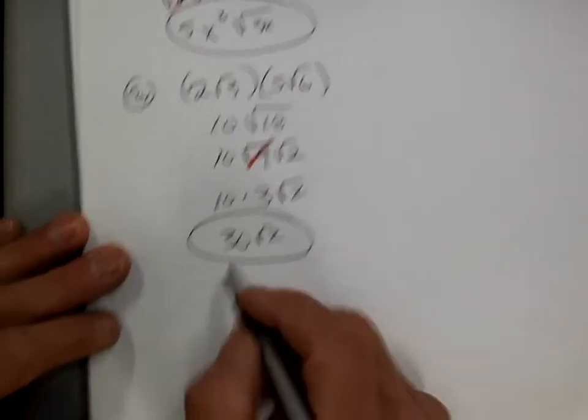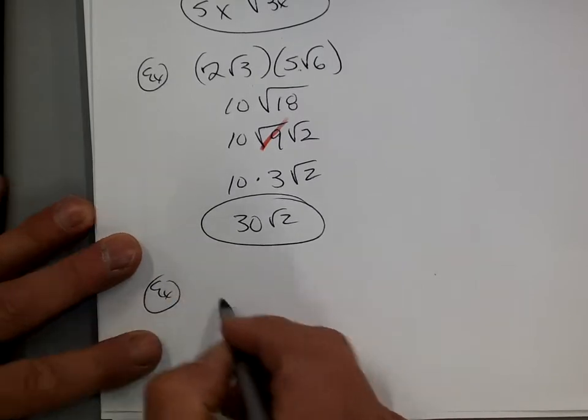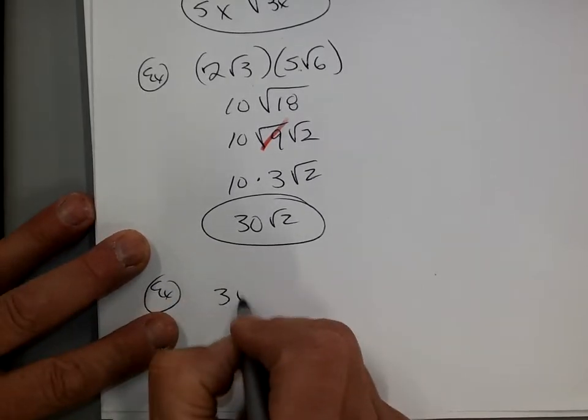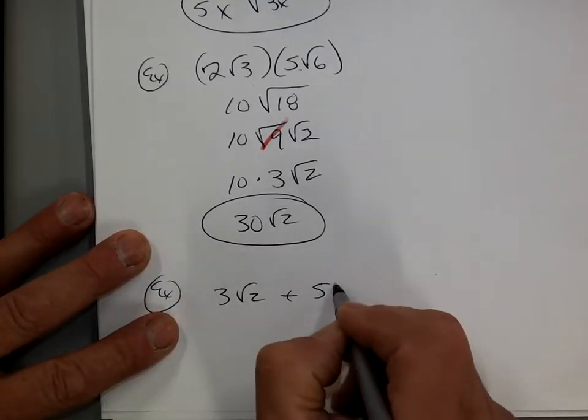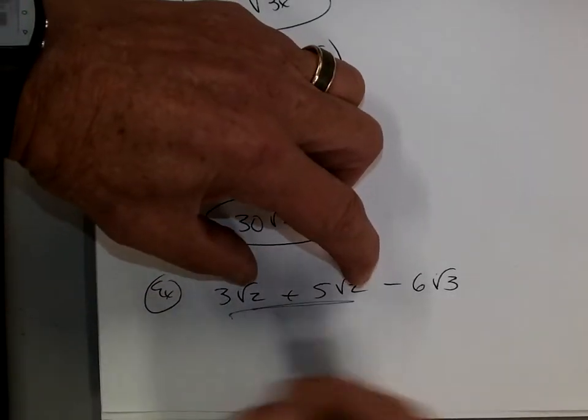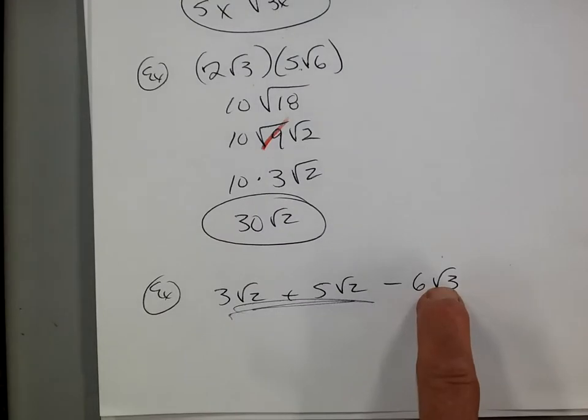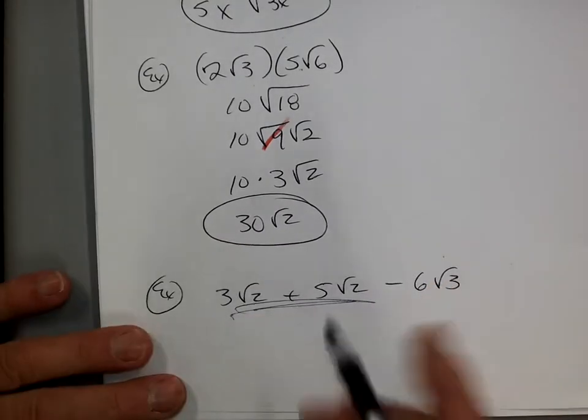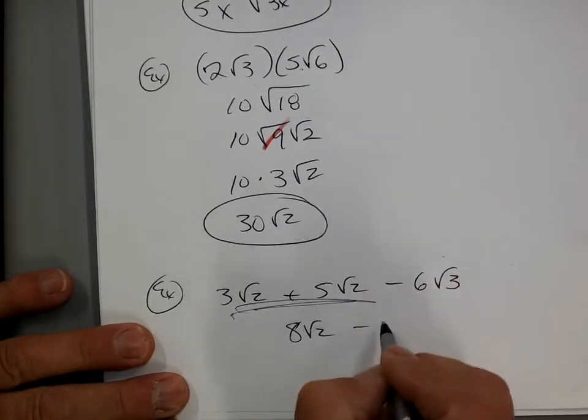And then finally, we learned about adding square roots or subtracting. If you had a 3 square roots of 2 plus a 5 square roots of 2 minus a 6 square roots of 3, you can add these two. These two you can add, but you can't add that because that's different. So you get an 8 square roots of 2 minus 6 square roots of 3.